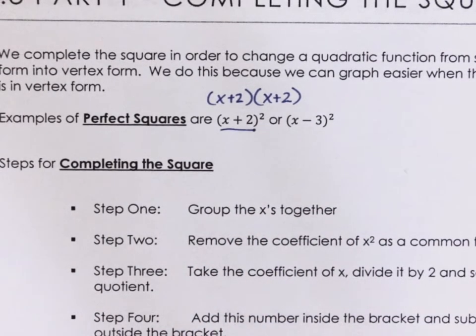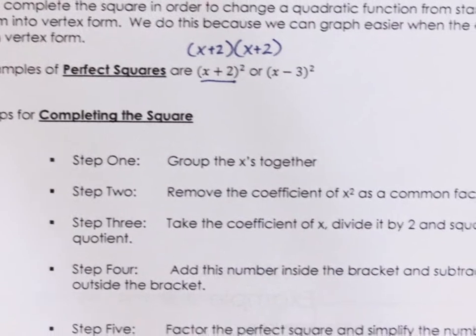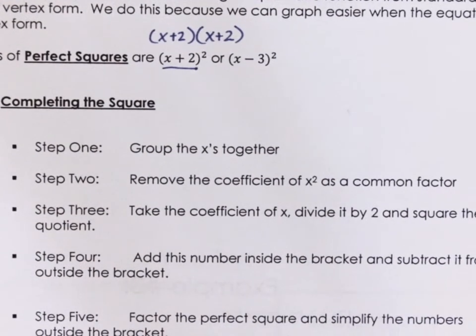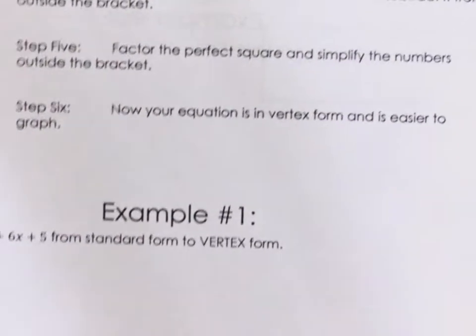Okay, so I'm going to walk you through the steps. I'm going to say the steps, and then you're going to be like, Scallion, that makes no sense, and then we're going to work through the steps. Group the x's together. Then remove the coefficient of the x squared as a common factor. Take the coefficient of x, divide it by 2, and square the quotient. Easy peasy, right? Add this number inside the brackets, subtract it from outside the brackets, factor the perfect square, and simplify the numbers. And now you're in vertex form. 6 easy steps. Got it? You guys can do it all by yourself, I'm sure.